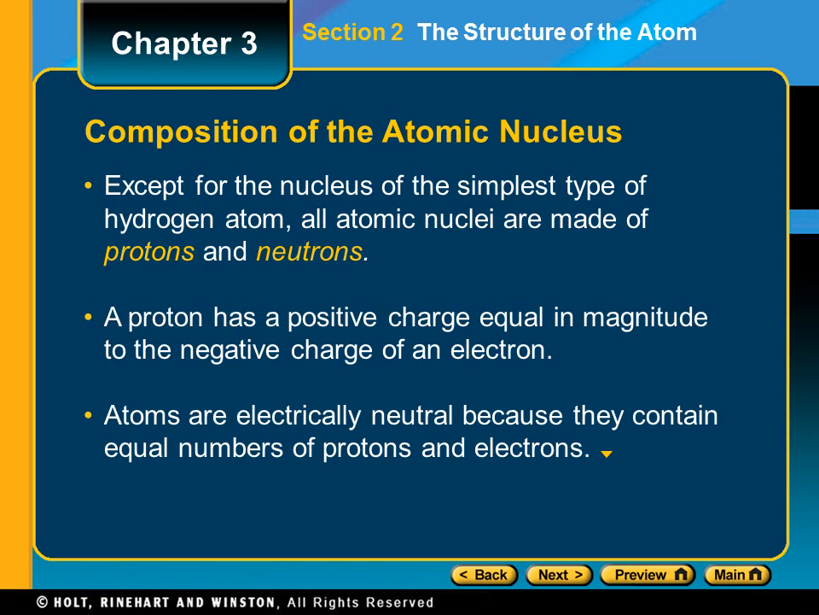And this states this here: atoms are electrically neutral because they contain equal numbers of protons and electrons. A neutron does not play into this because a neutron is always electrically neutral.